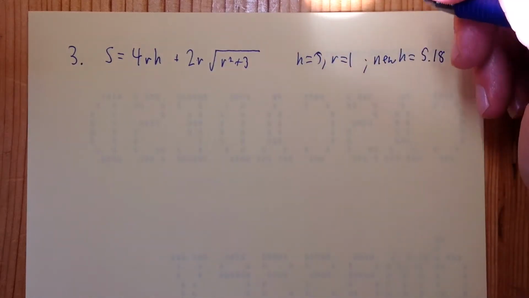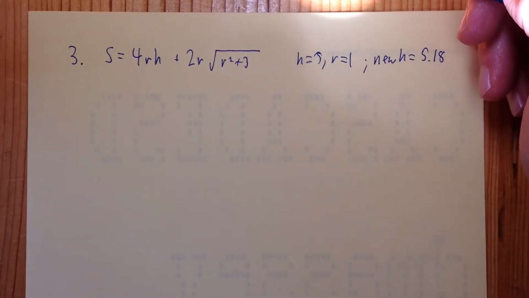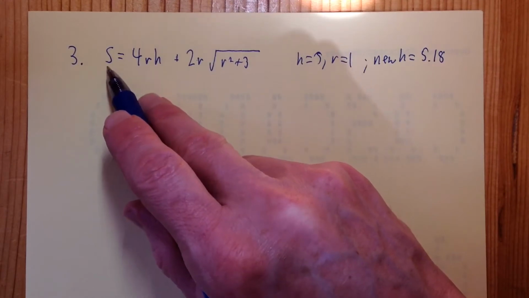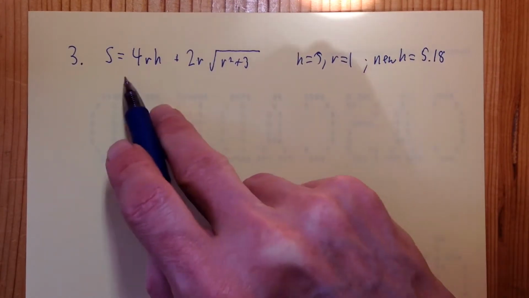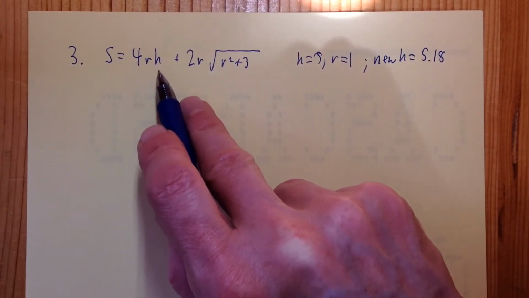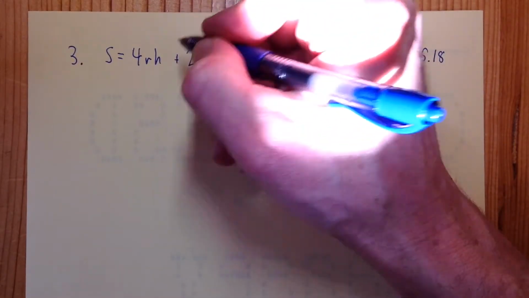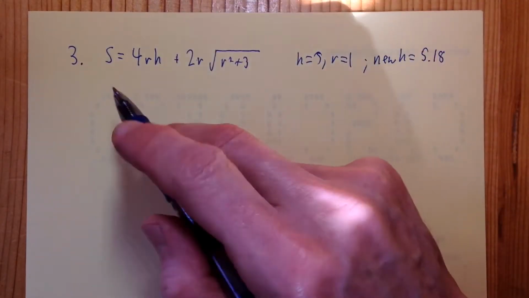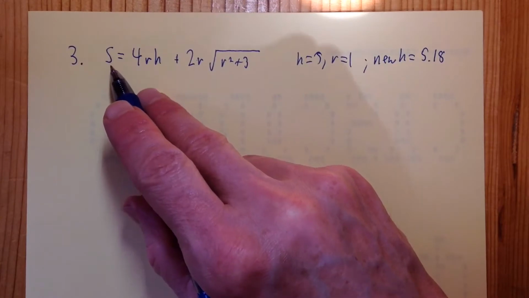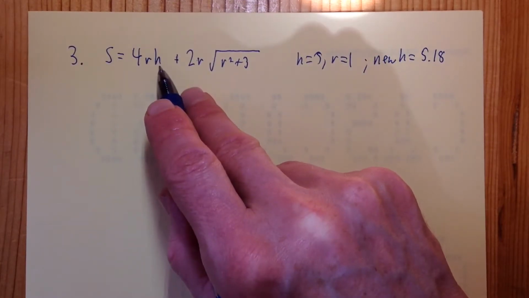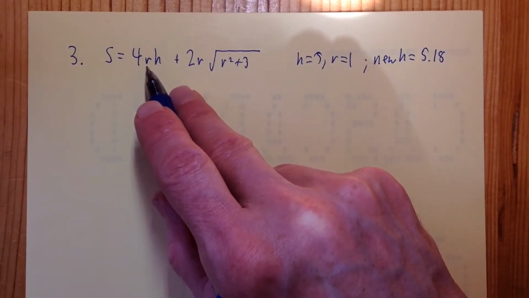So this is practice quiz number 3. Here's the problem. We have the surface area of some weird shape. The formula involves the radius and the height, so it's given by that. We want to keep the surface area the same, but change one of them, like change h. What new r do we need then?